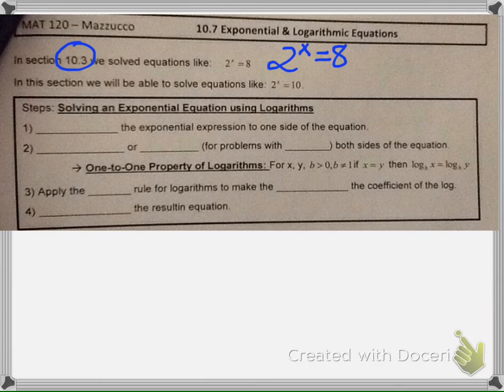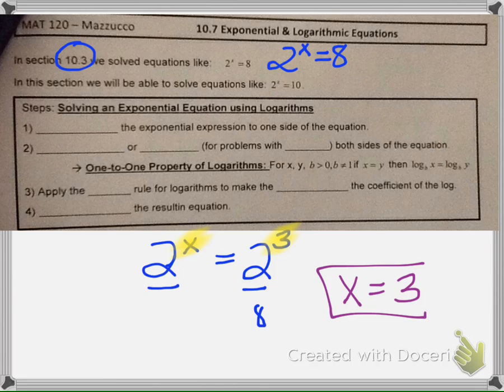And to solve that equation, what we did was we took the 8 and we changed it so it would have the same base, because 2 to the third power is the same thing as 8. And then what we did was we set the exponents equal, and we got that x would be 3. So if x was 3, we would get 8.